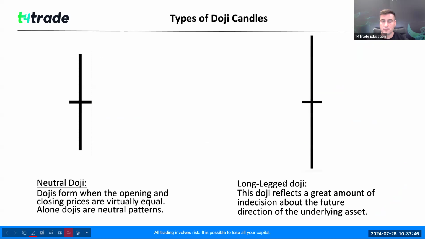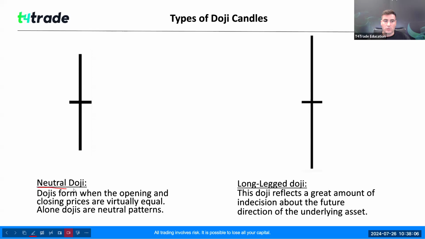Okay. So where you see dojis is also of crucial importance. Usually at the tops and bottoms is super significant. In sideways price action on trendless markets means pretty much nothing. So, types of doji candles.